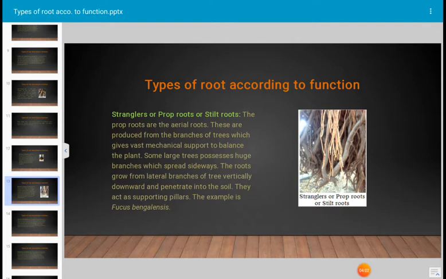Stranglers or prop roots or stilt root. The prop roots are the aerial roots. These are produced from the branches of trees which gives vast mechanical support to balance the plant. Some large trees possess huge branches which spread sideways. The roots grow from lateral branches of tree vertically downward and penetrate into the soil. They act as supporting pillars. The example is Ficus bengalensis.